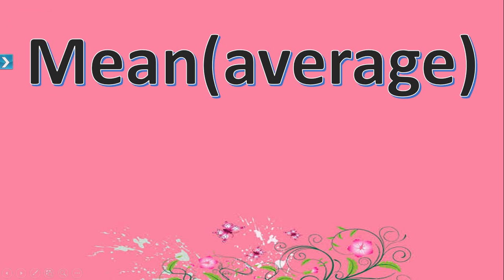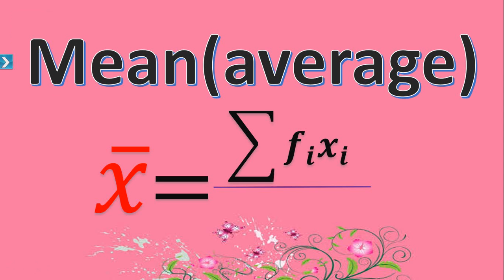Dear students, you have learned the formula to find the mean or average. The formula is x bar is equal to sigma f i x i divided by sigma f i. This formula is used to find the mean of ungrouped data as well as grouped data. Now, let us solve a few sums related to finding the mean.